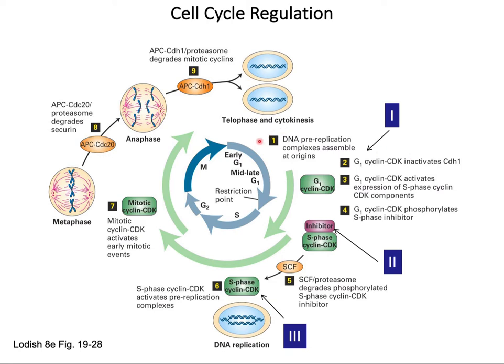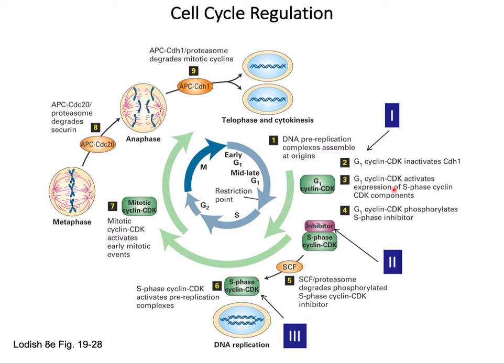At number 1, the cell is in early or mid G1 phase, and DNA pre-replication complexes are already starting to assemble at the origins of replication. There are many origins of replication per chromosome, not just one. You should remember from biochemistry that when DNA is replicated, it begins at origins of replication, where large protein complexes, the replication complexes, assemble to initiate DNA replication. These are already starting to assemble in G1, so the cell is getting ready to replicate its DNA in the S phase.